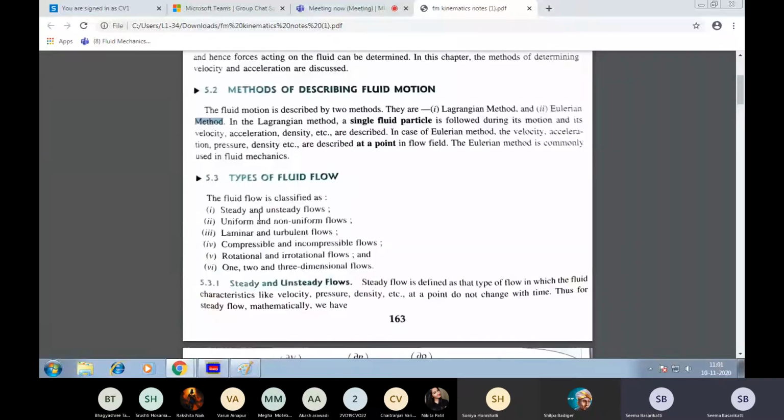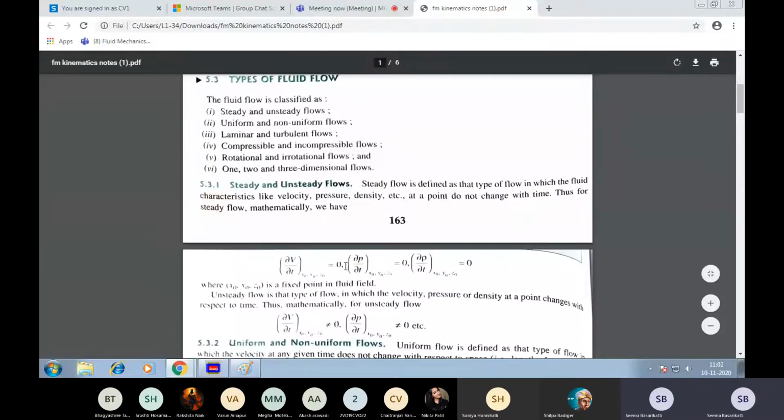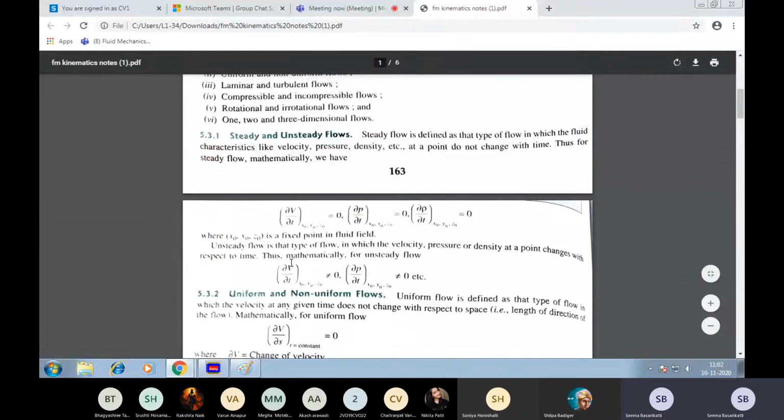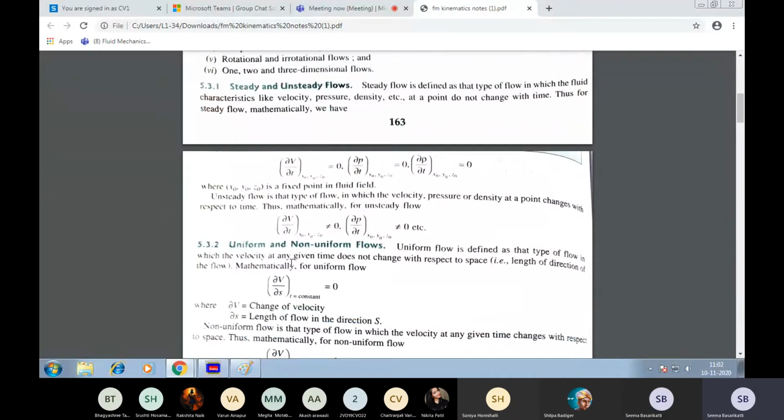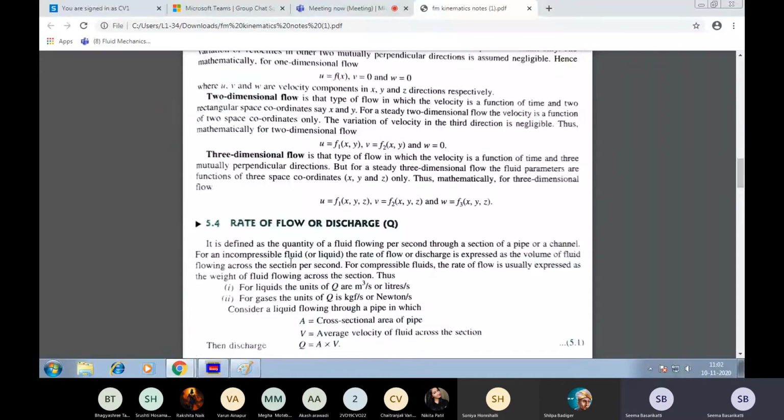And these are the different types of fluid flow: steady and unsteady, uniform and non-uniform, laminar and turbulent, compressible and incompressible flow, rotational and irrotational flow, and 1, 2, and 3-dimensional flow. So these are the different types of flows, and these are the mathematical indications of these types of flow.